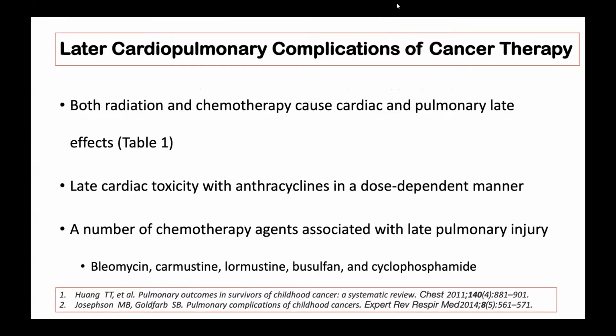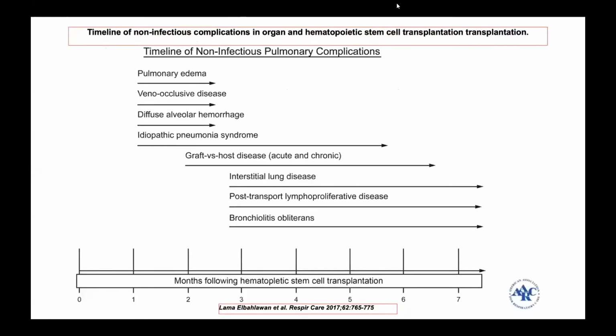Cardiac toxicity, specifically with anthracyclines, is dose dependent. And of course, I mentioned that large chemotherapy agents can cause late pulmonary injuries. And these are mentioned here, some of the drugs. If you look at the timeline of non-infectious complications, specifically in organ and hematopoietic stem cell transplant, then you can see that in the first few months, you can have pulmonary edema, veno-occlusive disease, diffuse alveolar hemorrhage, idiopathic pneumonia syndromes, and of course, graft versus host disease, which can be acute and chronic. After 3 months, you can begin to see interstitial lung disease, post-transplant lymphoproliferative disease, and bronchiolitis obliterans.